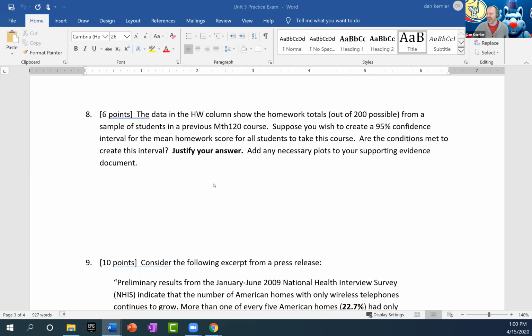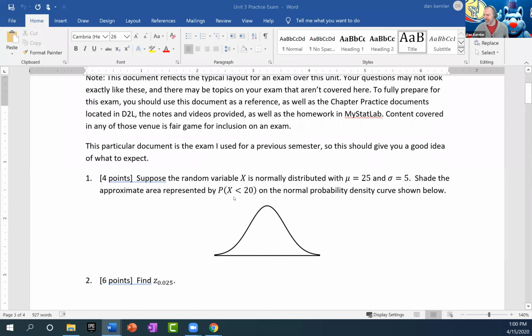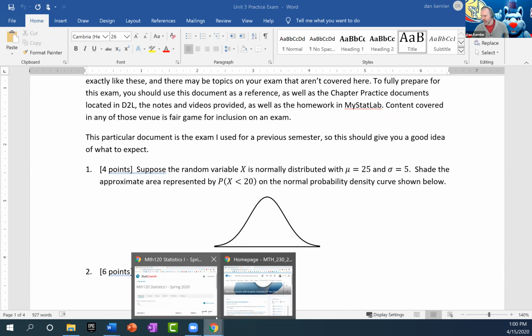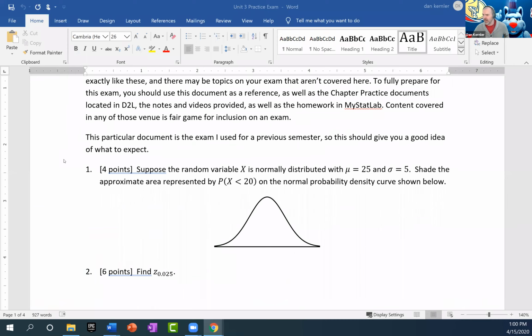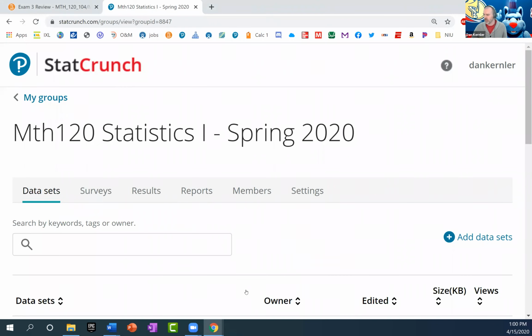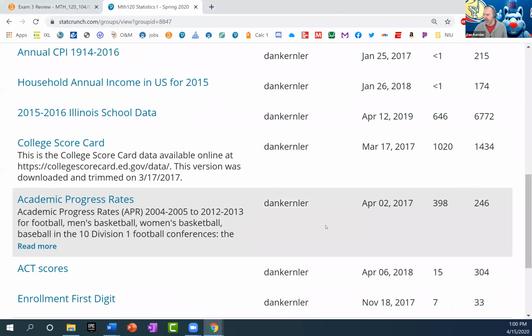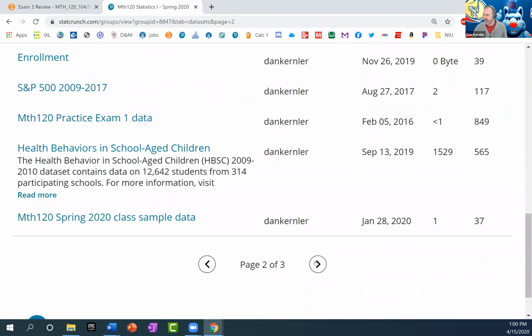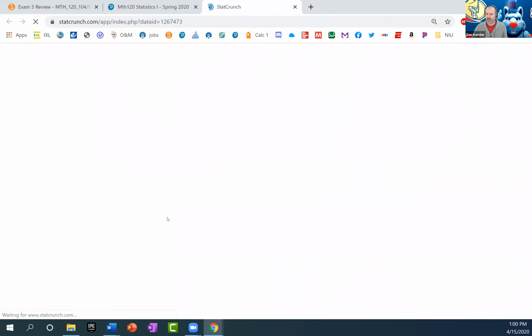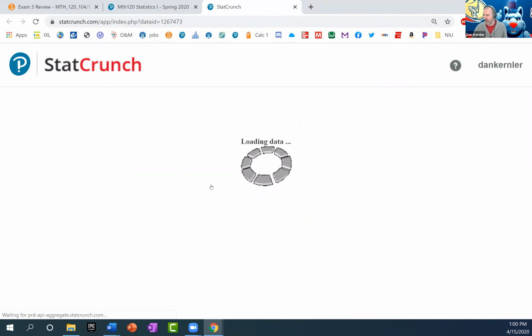Yeah, so I should have had in the title here, there's a practice exam 3 data file. So if we go in StatCrunch, oops, wrong browser there. And you go in your group and scroll, it's all the way at the end. And then you should be able to answer. So there's practice exam 3. Same with 11 and 12. It's the same data for those.